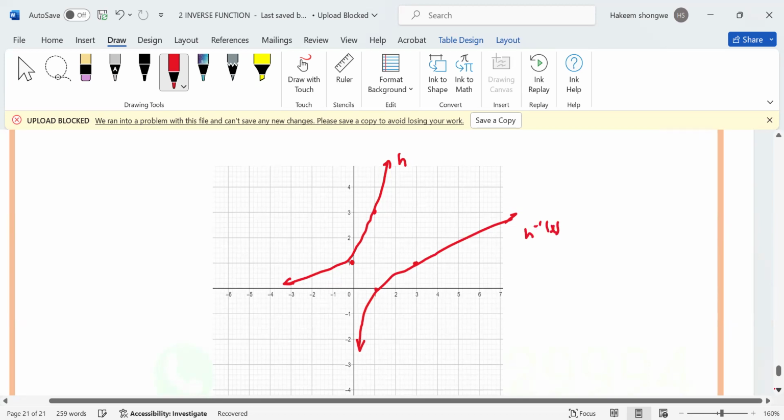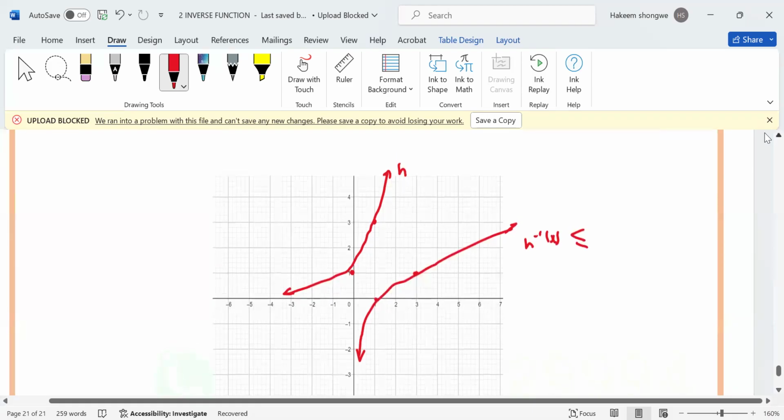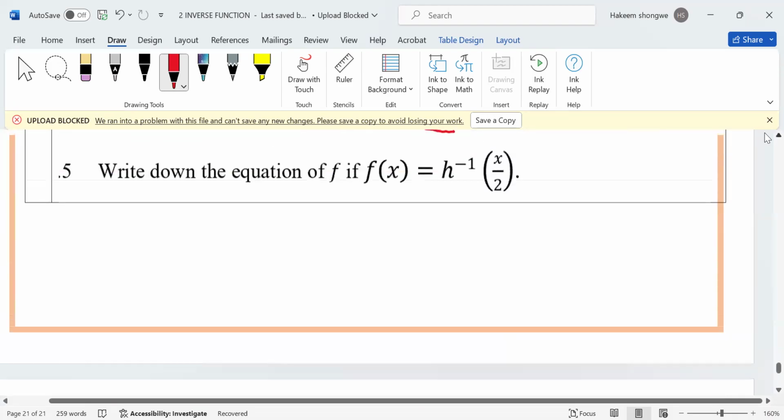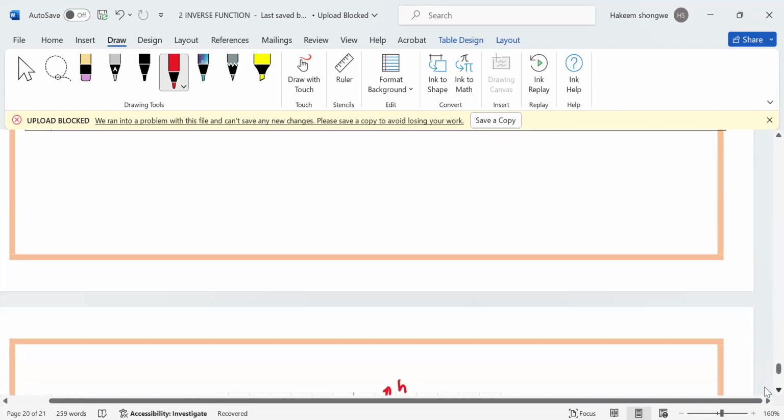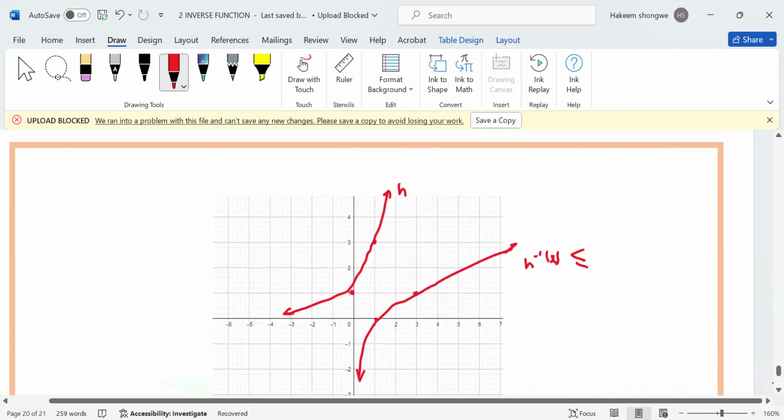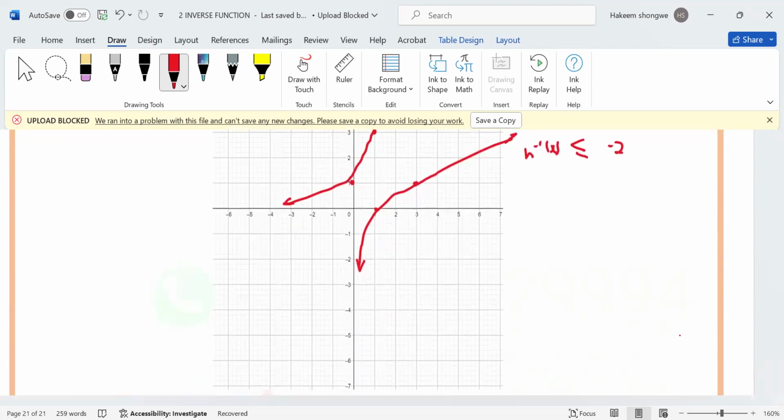So what do they want? They want h inverse to be less than or equal to minus 2. Now, what do I mean by that? We are going to take a horizontal line. On a horizontal line, we are going to go to minus 2. And then either you're going to have above minus 2 or below minus 2. So this is how we do the question. Let's take a horizontal line.